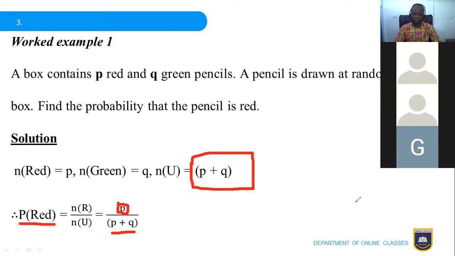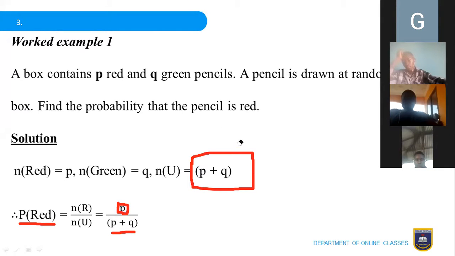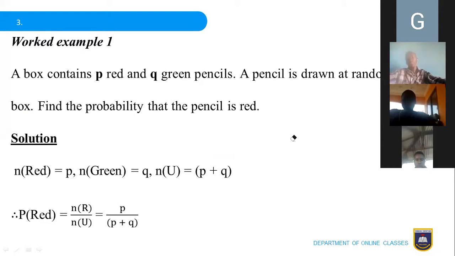Rosebud, is that clear? Yes, sir. Okay. Also, Godwin, is that clear? Yes, sir. Sir, I can't hear anything. Can you hear me now? Yes. You can hear now, right? All right. Let's go to another example. Philip, have you finished copying this? Yes, sir. Please raise your hand. I will call you.